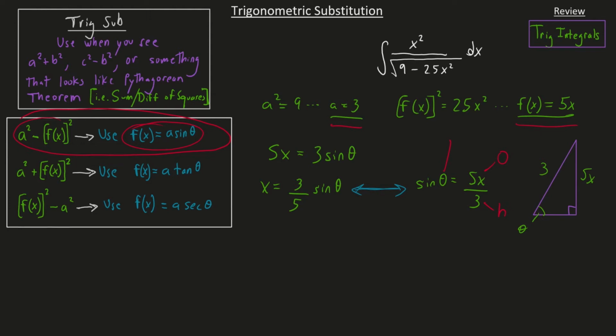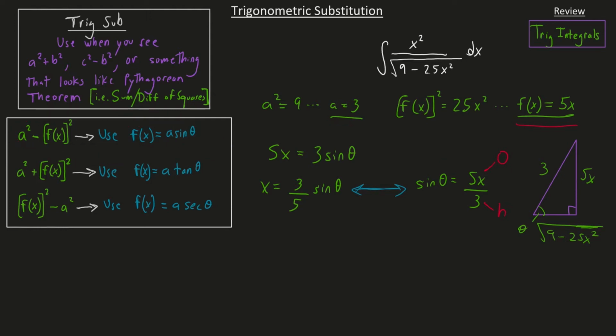And of course I want to figure out what this adjacent is. I want to complete this right triangle. So I can just do Pythagorean theorem on that. That adjacent will equal the radical of my 3 squared minus my 5x squared. So if you do that Pythagorean theorem, you'll find that that adjacent is just the radical of 9 minus 25x squared.